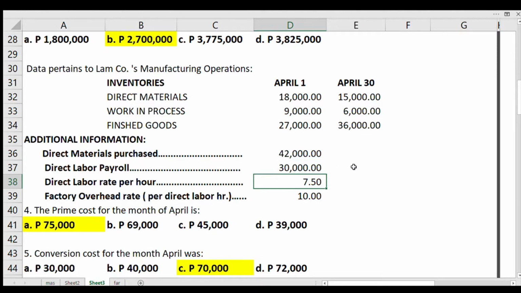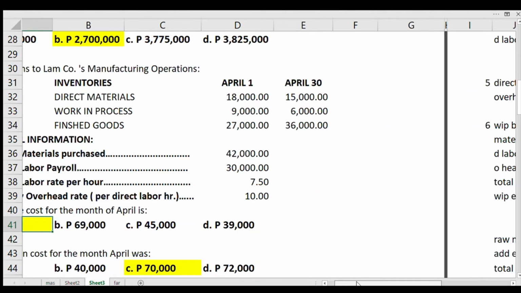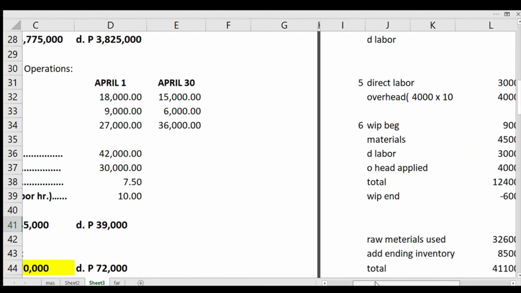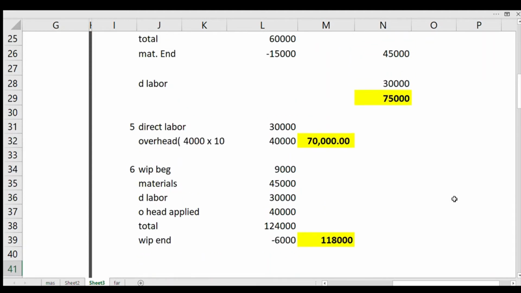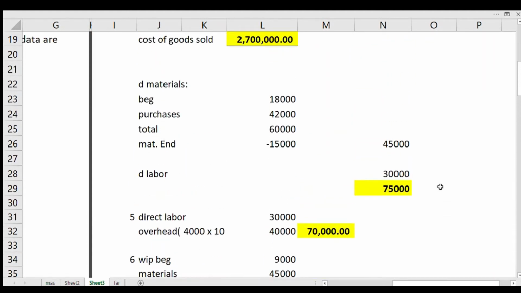Direct labor rate per hour is 7 pesos and 50 centavos, and factory overhead rate, which was based on direct labor hour, amounting to 10 pesos. The question is, the prime cost for the month of April is 75,000. So let's explain why it is 75,000.